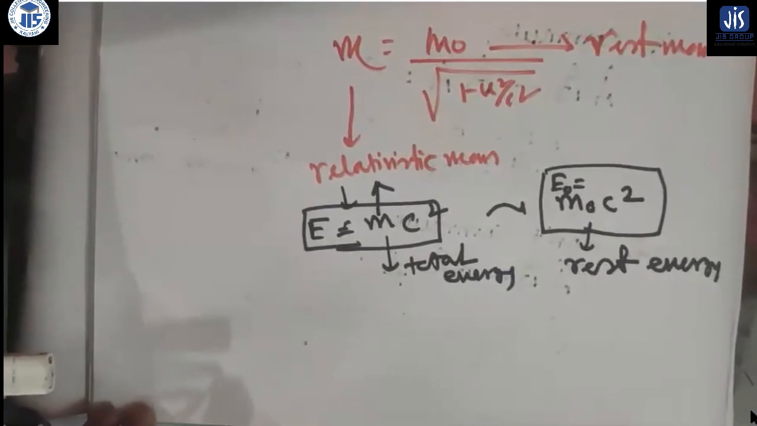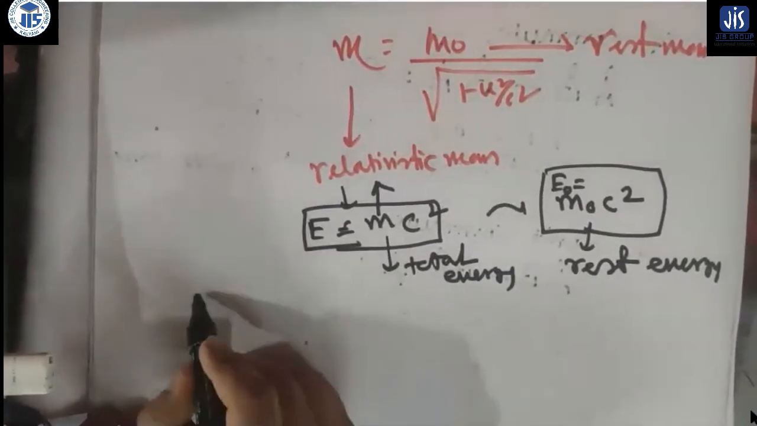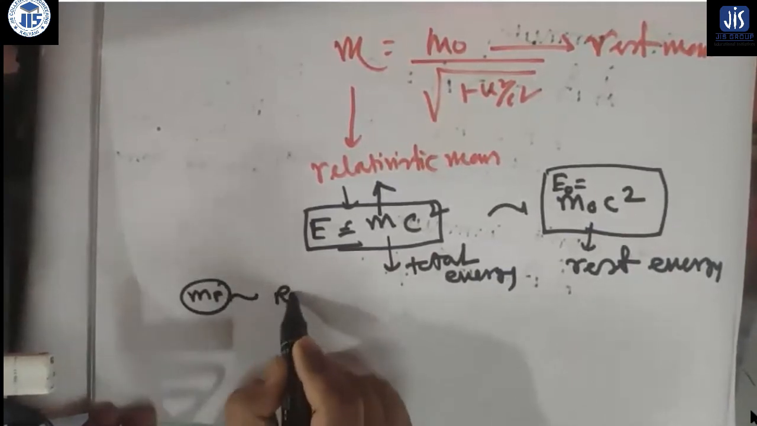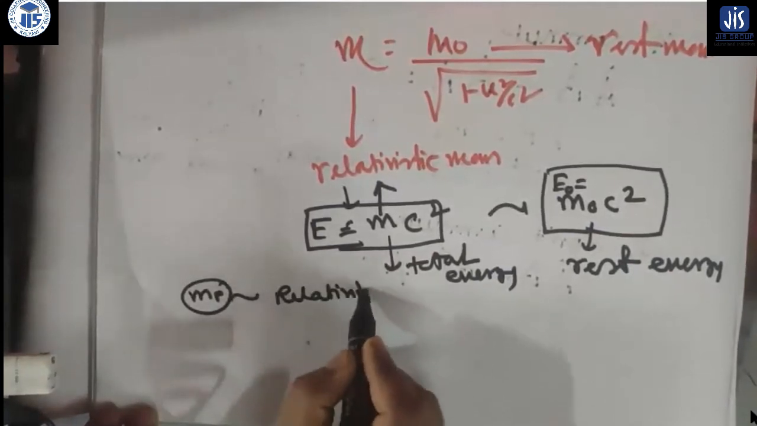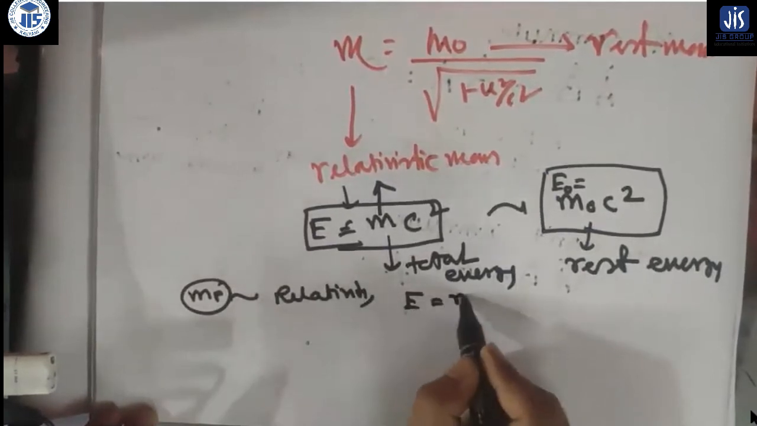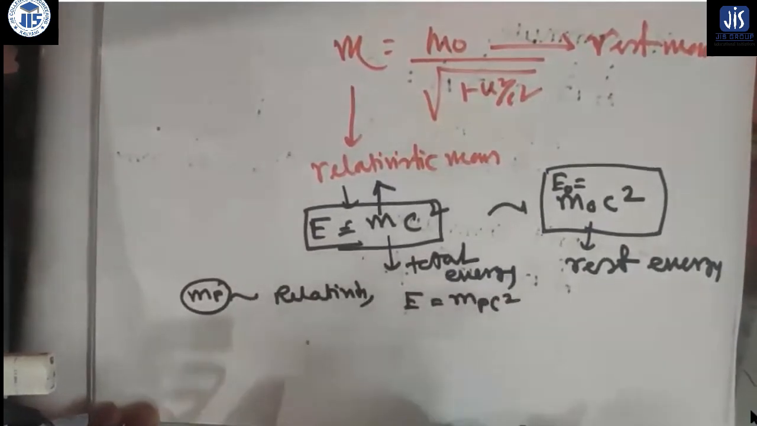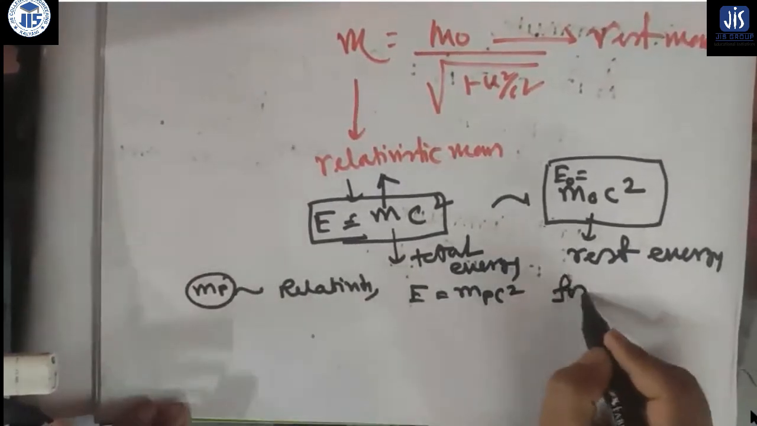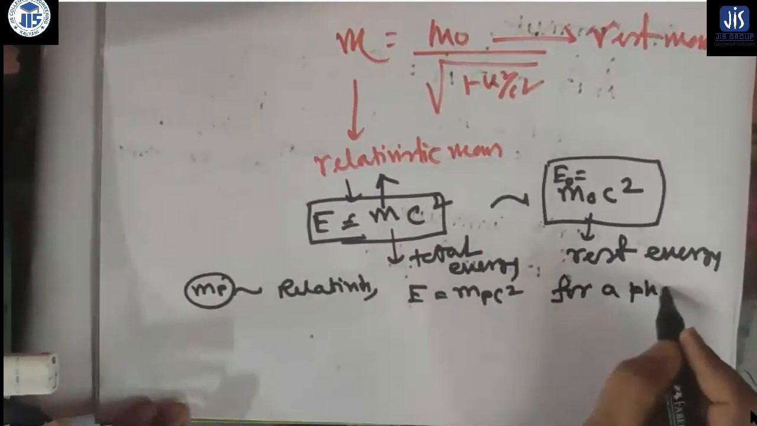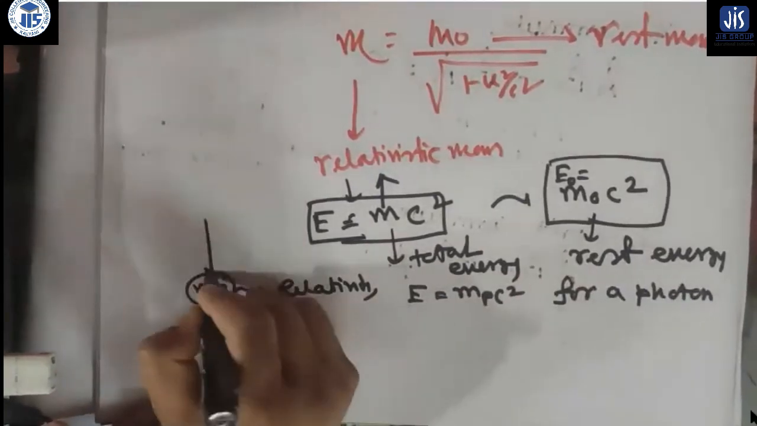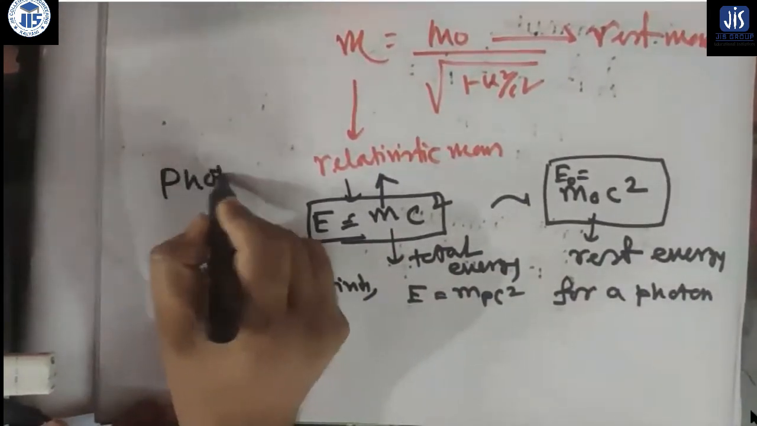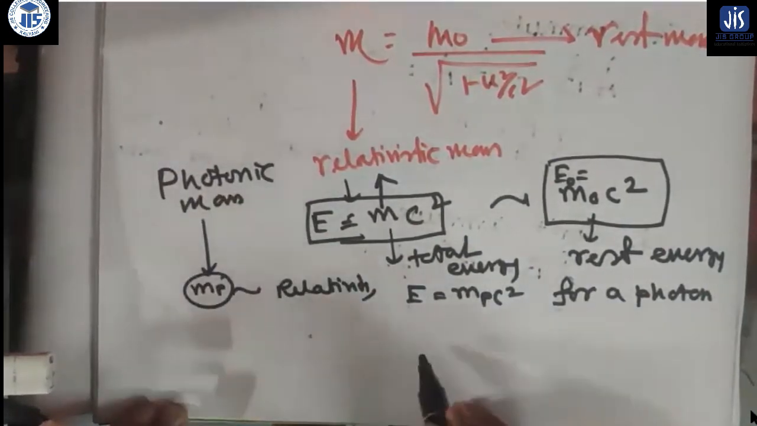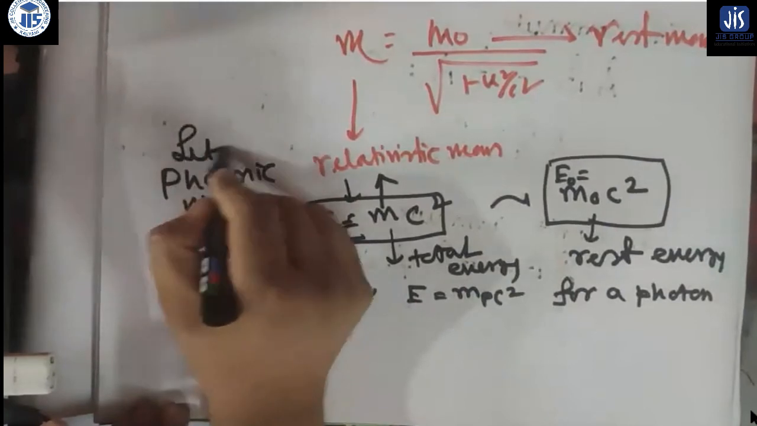Now if you utilize this idea, suppose I have got a photon moving whose mass is mp. So according to relativity, the energy of the photon will be mp c square, because a photon moves with the speed of light. We are considering mp as the photonic mass.